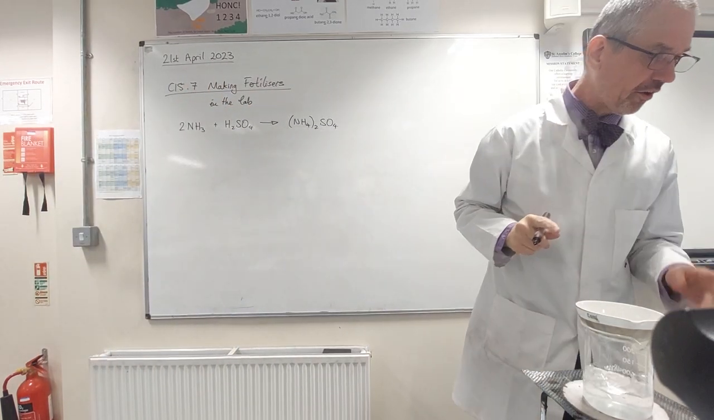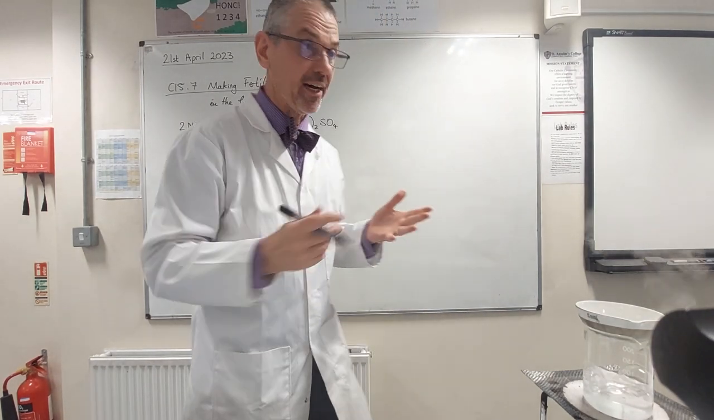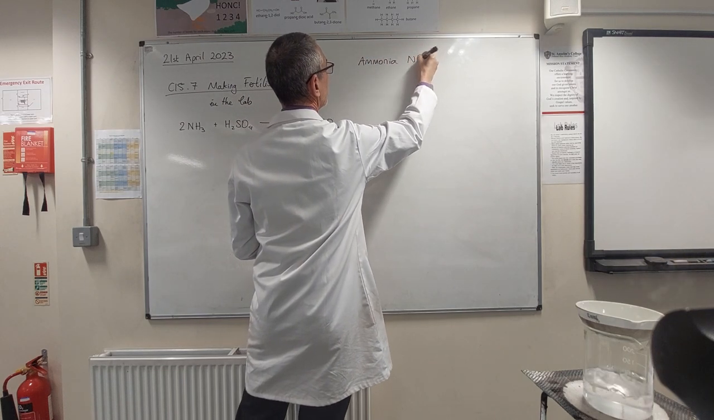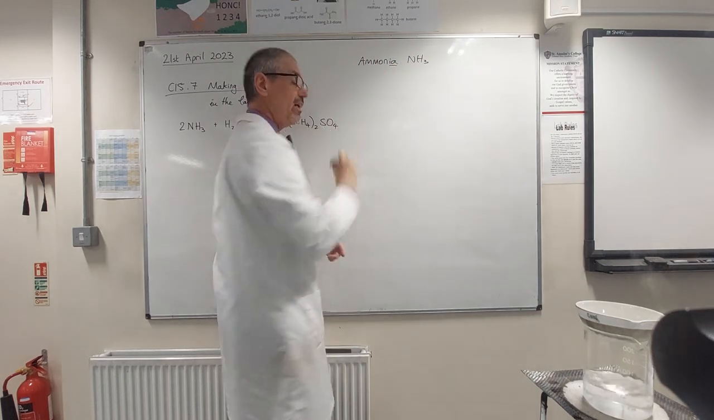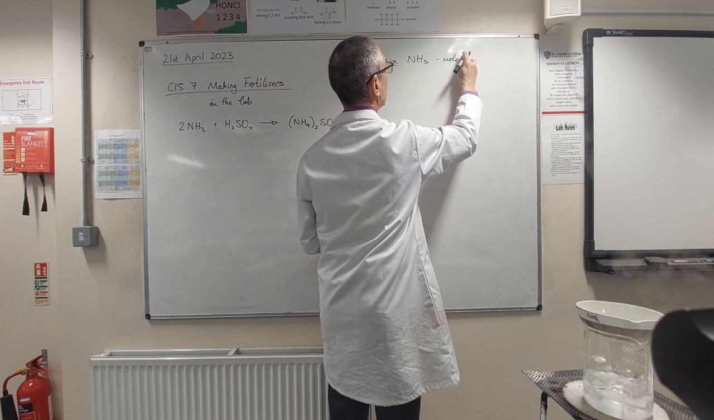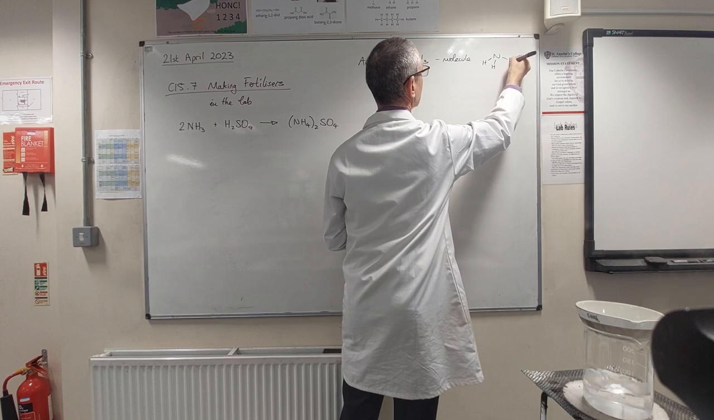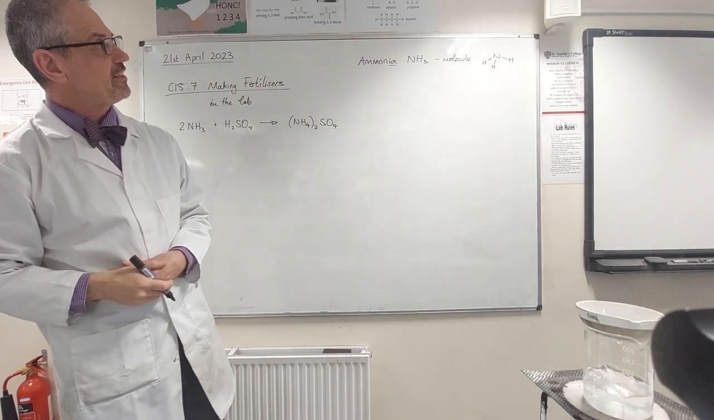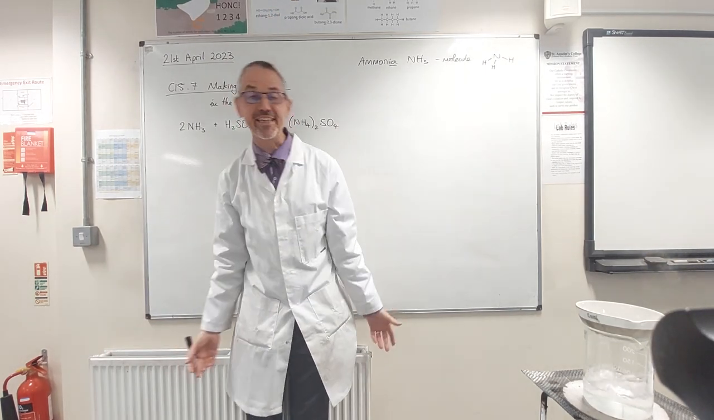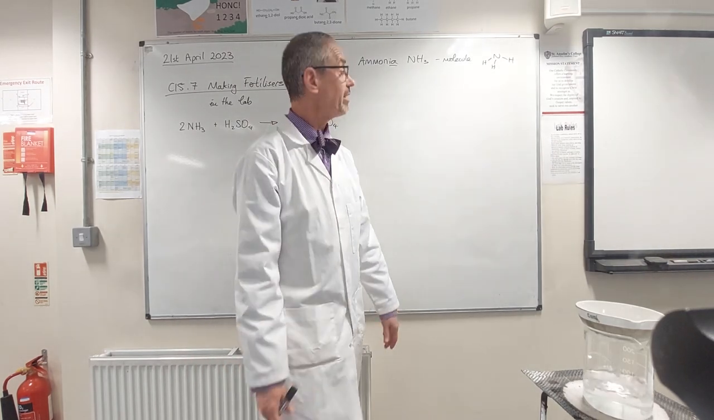Just before we go on, a little note about ammonia. Ammonia is NH3. It's a molecule. It's got a nitrogen and three hydrogens sticking out of it. It's sort of roughly that kind of shape. It's subject to weak intermolecular forces with other molecules, so it's got a very low boiling point. It's a gas at room temperature.